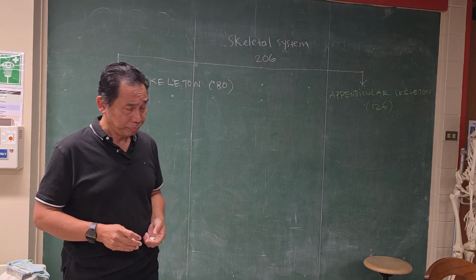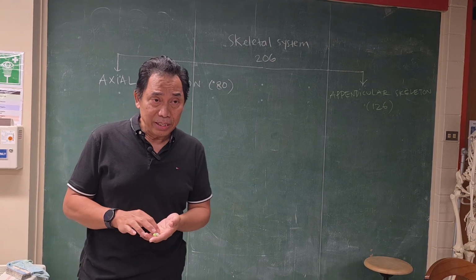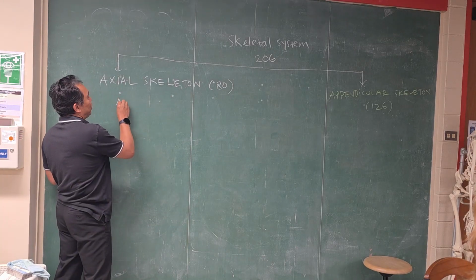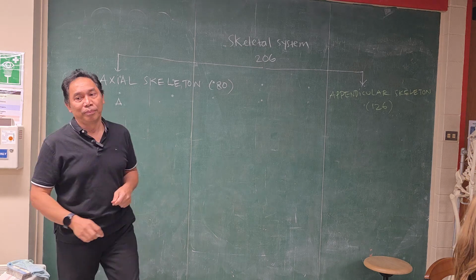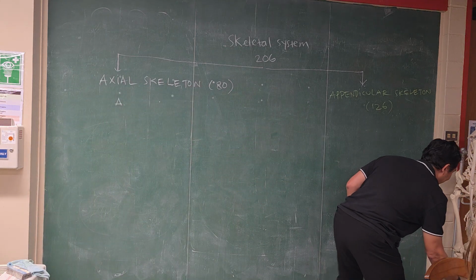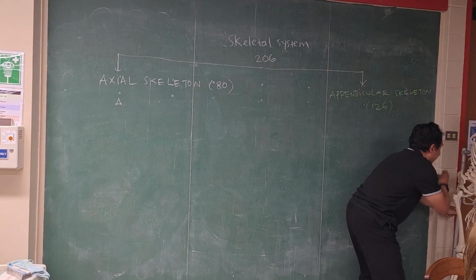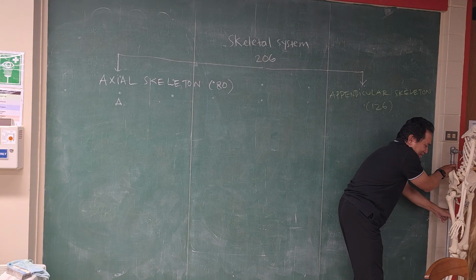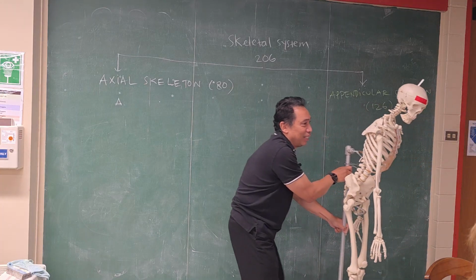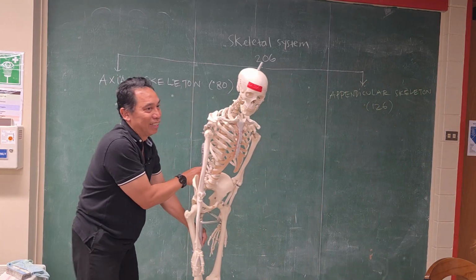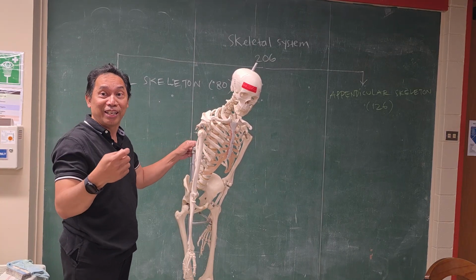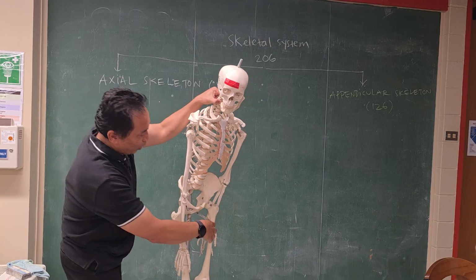Axial skeleton. This axial skeleton is divided into several parts. We're going to put A over here. Right? Now we're going to take this baby with me. I hope it will not be broken. Last time it just broke apart. Alright. Okay. This is okay. So you can check that. Yeah, that's good.